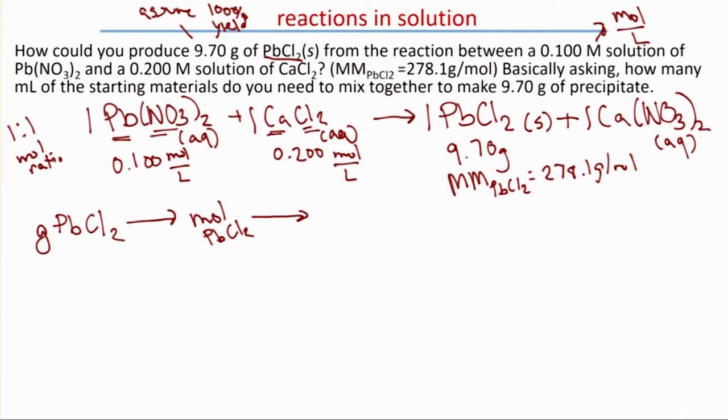And then once we get it into moles, we can go from moles of the product to moles of each of the reactants. So in this case, we're going to do it 2 times. We're going to go to moles of calcium chloride and to moles of the lead 2 nitrate. And then once you're in moles, we have the conversion factor of concentration, and so we can go from moles to liters. And this will be the liters of both of those reactants.